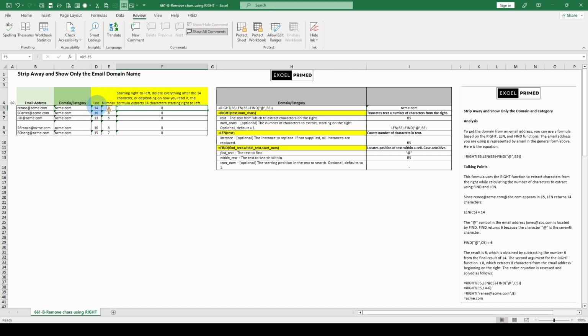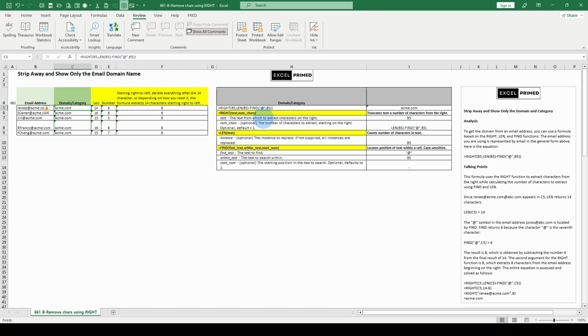You're going, what are you talking about, Brad? Look at this. Look at what we're doing. The LEN, 14 minus 6 equals 8. Look at the RIGHT function. We're looking at text B5 and the number of characters, 8. Remember, we're going right to left, 8 characters. I keep saying we're keeping 8 characters.